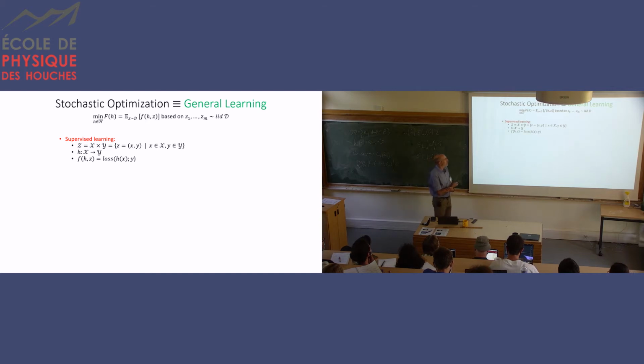The first example we saw is supervised learning, where the randomness Z is input-output pairs, H is a predictor from X to Y, and the objective is the loss of predicting H of X when the target is Y. Right?